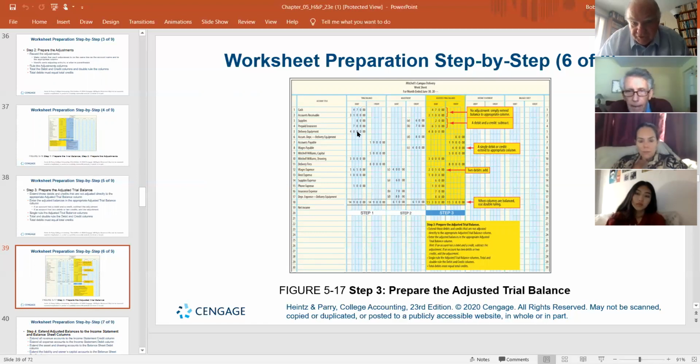We're never going to change that, so we just bring the 4,800 over. But we know that the depreciation is $80 a month. So here's where we're showing the journal entry. Debit depreciation expense 80. Credit accumulated depreciation 80. So we had 0 to begin with, and now it's a credit balance.